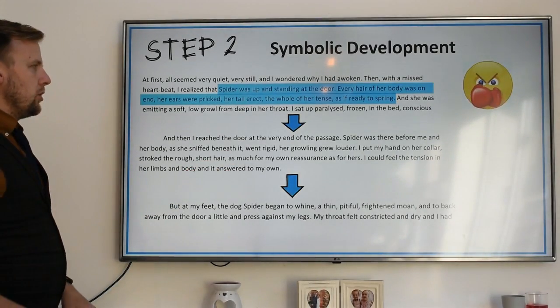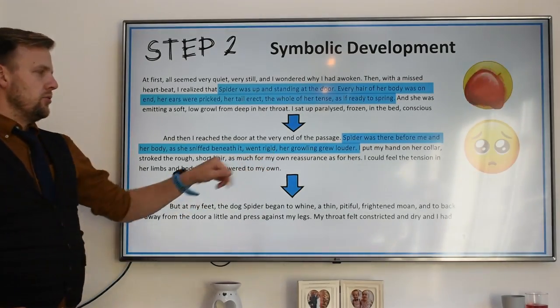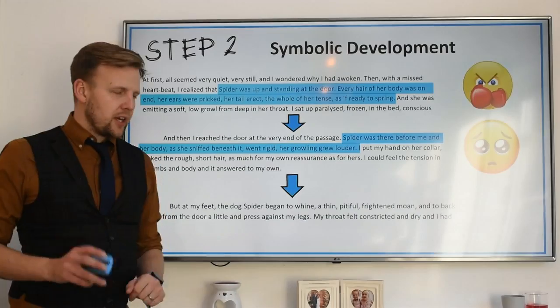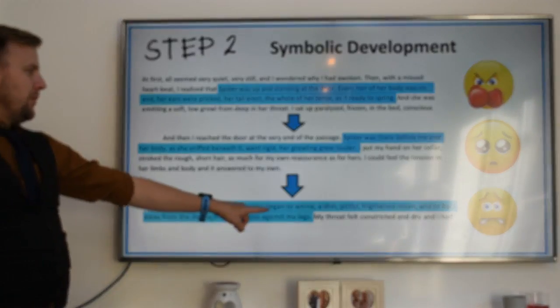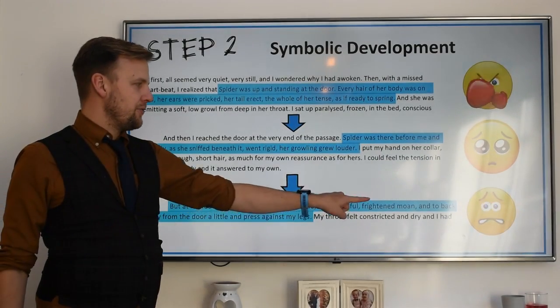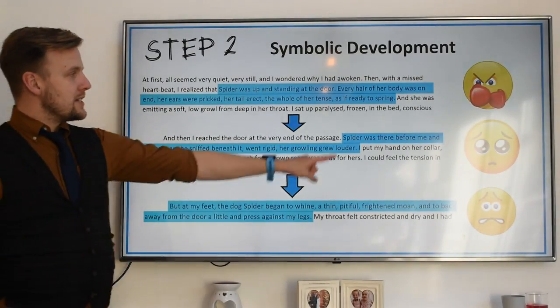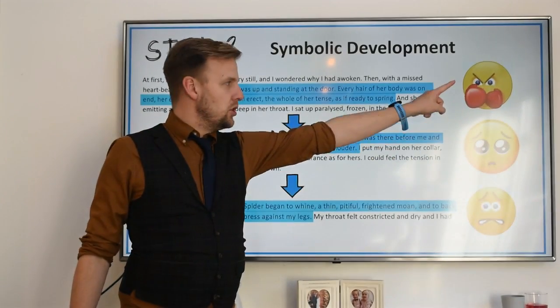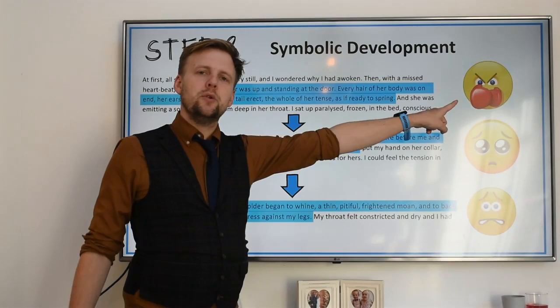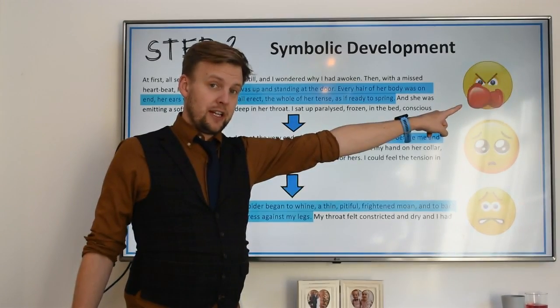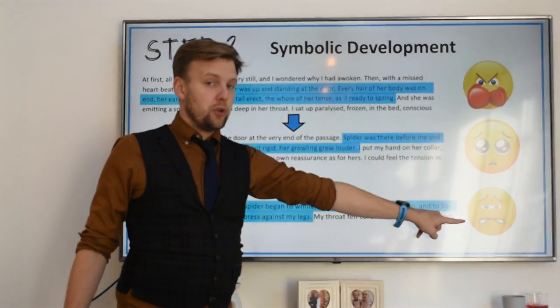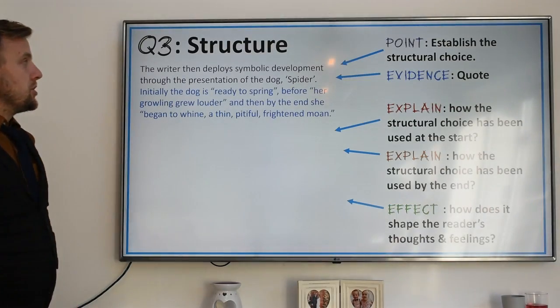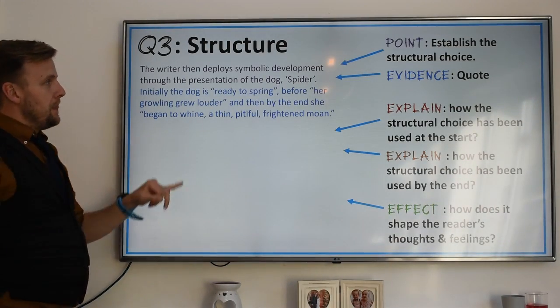By the middle, our dog is a little bit perturbed now. Growling's growing louder, not very comfortable. By the end, we are whining, a thin, pitiful, frightened moan. We see this dog regress from someone who is brave and ready for it, ready to growl and ready to go for it, to someone who is broken at the end. Okay? So, same again.